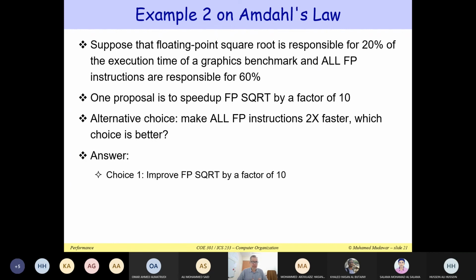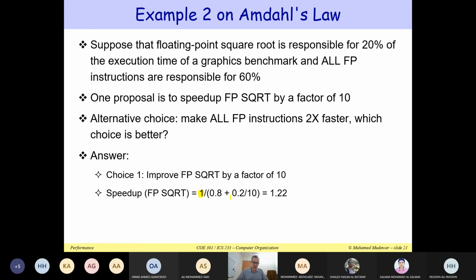So we just say that, okay, choice number 1 here, improve the floating point square root by a factor of 10. So we say that the speed up is equal to the old execution time divided by the new execution time. So here 1 is the old execution time. In fact, it is just t. But t is going to appear in the numerator and the denominator, so we can just cancel t. We can normalize here the execution time just to 1.